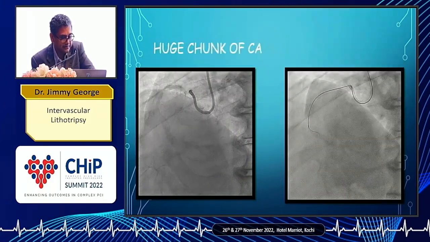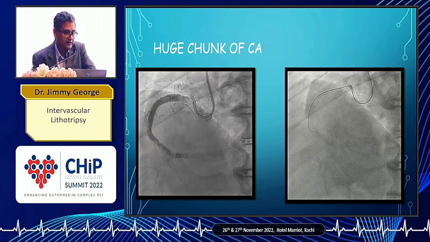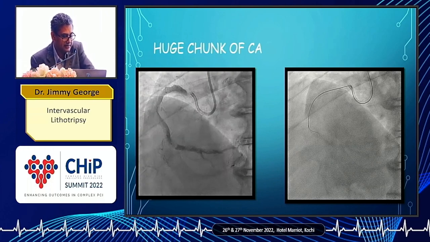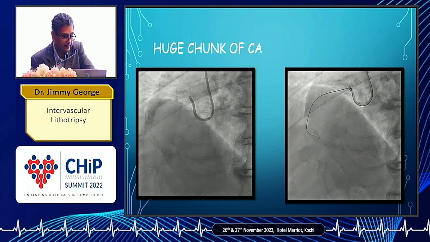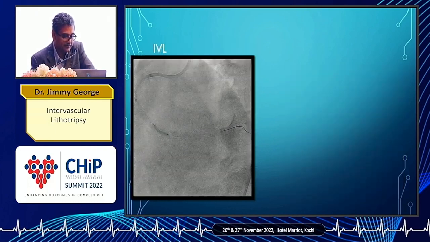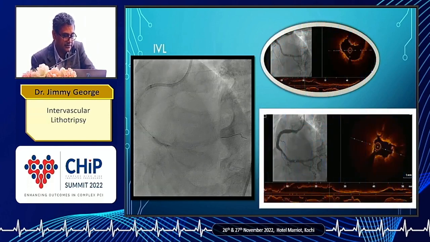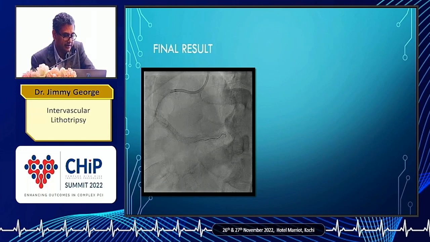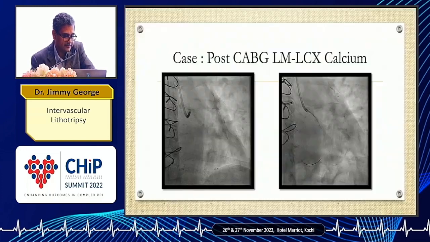Huge chunk of calcium. This is another patient where you can see that the mid-distal RCA seems to have a lot of calcium. Difficult wire crossing, microcatheter crossing. Use a guide extension catheter, do an IVL, cut the mid-distal, implant the stent, and that's the final result.